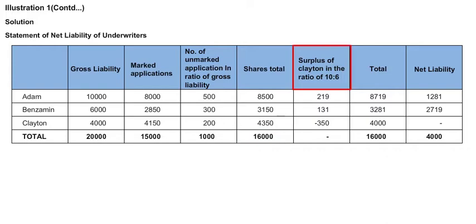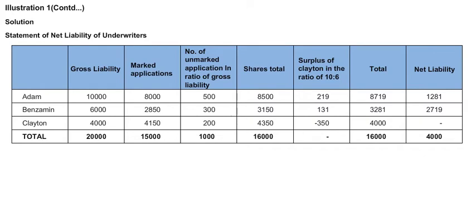Now we can see that there is a surplus in Clayton. So this surplus will also be distributed among the remaining underwriters. So the 350 will also be distributed among Adam and Benjamin in the ratio of 10:6, which is their gross liability. So 219 and 131 will be the additional benefit to Adam and Benjamin. Now the totals will be 8719, 3281 and Clayton will be at par, which is 4000. Now the net liability of Adam and Benjamin will be 10,000 minus 8719, which is 1281, and for Benjamin it is 6,000 minus 3281, which is 2719. This is how the net liability needs to be worked out.